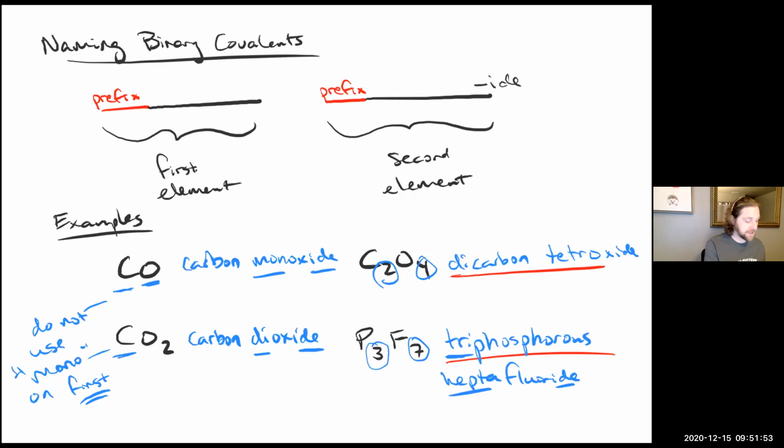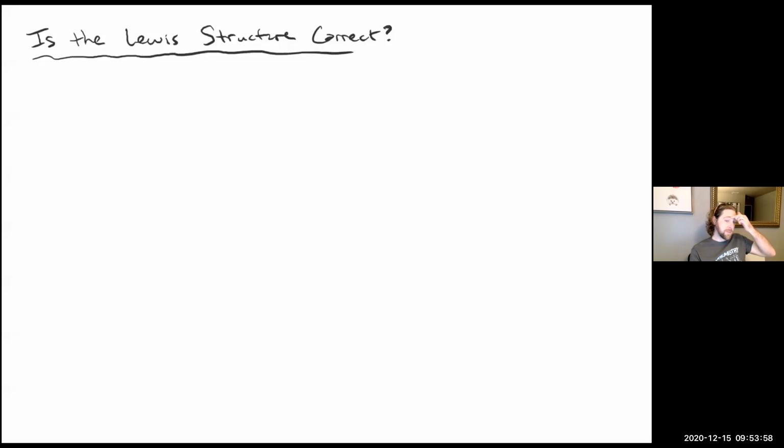That's it. That's how you name covalent compounds, at least the binary ones that we're working on right now. Here's the big question. When do you know a Lewis structure is correct?